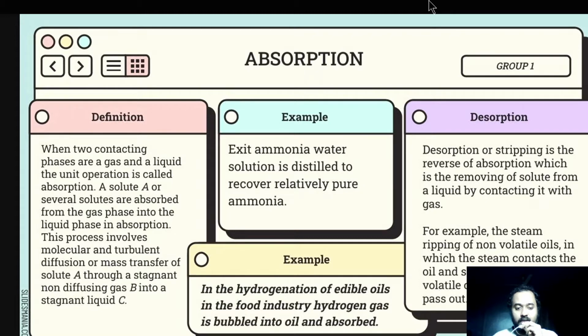Examples of absorption: the exit ammonia water solution is distilled to recover relatively pure ammonia. Another example is in the hydrogenation of edible oils. In the food industry, hydrogen gas is bubbled into oil and absorbed.